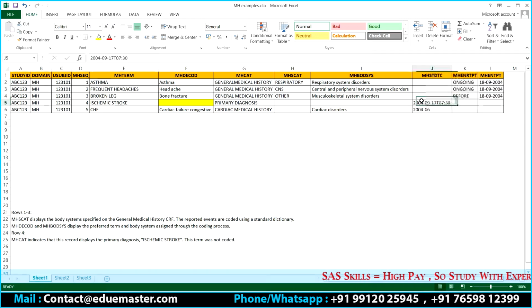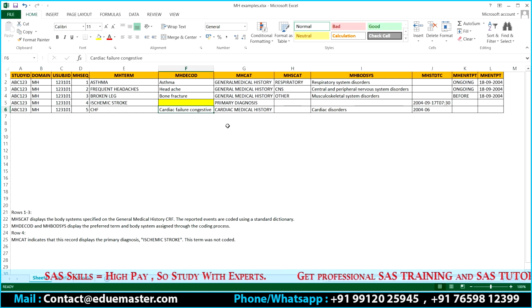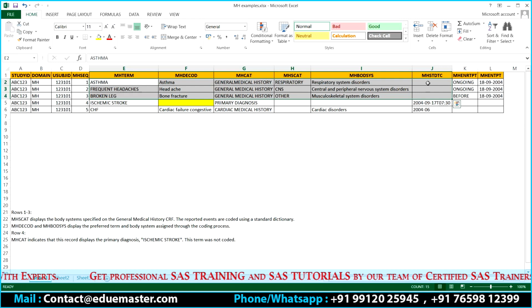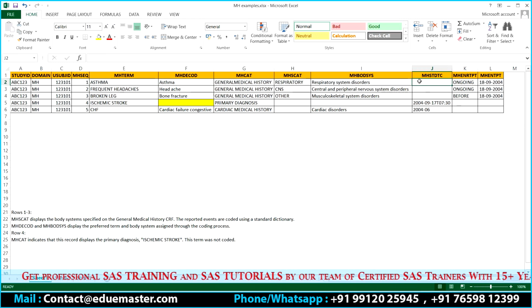Right? So this is nothing but medical history start date and time, right? And you can see that when the stroke happened, we recorded it. When your congestive cardiac failure happened, we also recorded it. But can you see these three, the first three? The first three, we haven't given the start date.